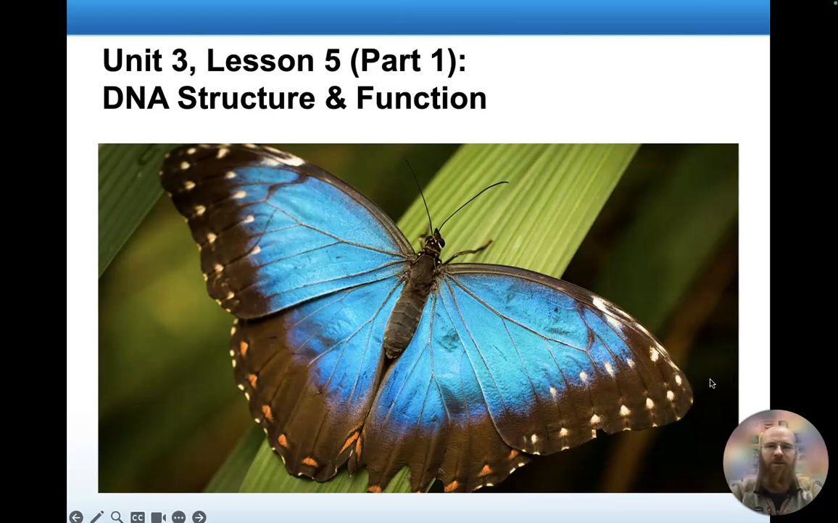Hello everyone, this is Mr. Jackson, and today we're going to be going into Lesson 5. This is going to be the first of two parts for Lesson 5, and in this one we're going to be talking about DNA structure and its overall function.